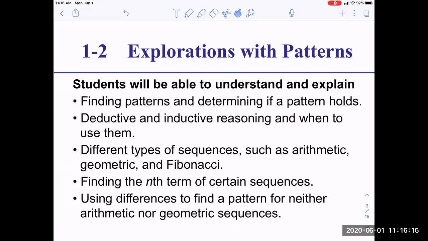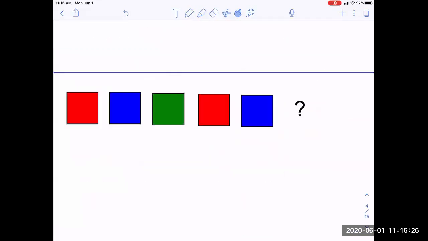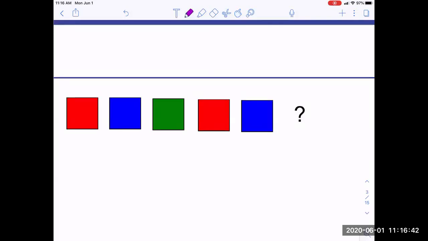Okay, we're going to look at patterns, different types of reasoning. We will explore this a lot more in a lab, but for now, okay, here's a sequence. What do we think the color of the next block will be? Well, we're going red, blue, green, red, blue. You may think green, but you're wrong because it's purple.